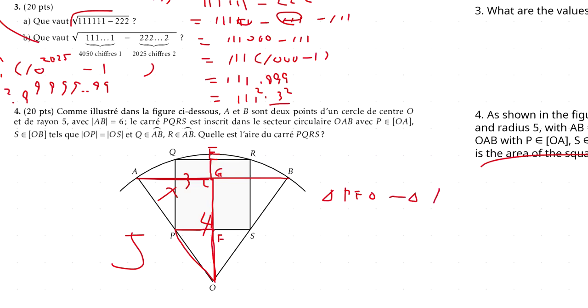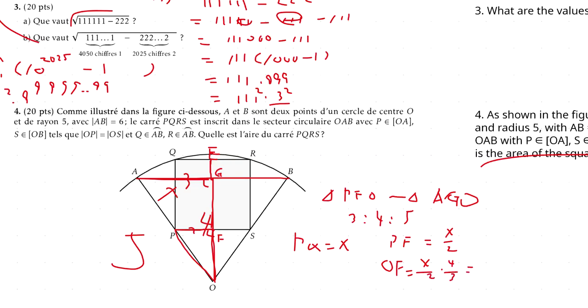So that is also a right triangle, like a 3-4-5. Because PQ equals X, PF is half X, and that corresponds to the portion of 3. That means OF is half X times 4 divided by 3, which is 2X/3. And OE is OF plus X, the side length. And QF, of course, is half X.